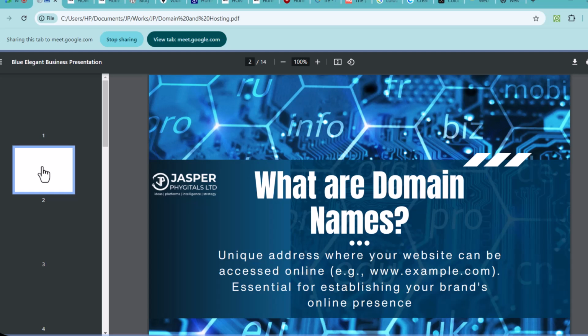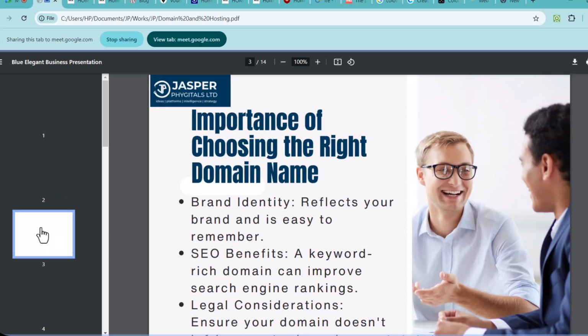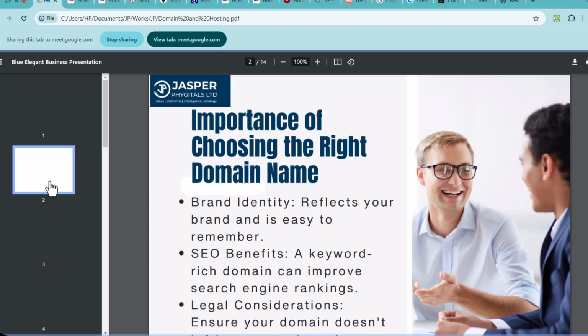Okay, so domain names are unique addresses where your website can be accessed online, e.g. www.example.com. Now, all the links you sent to the group, they are all domain names. So when we talk about domain names, we also have it in different ways. We have what we call primary domain name, secondary domain name, and tertiary domain name. That's not part of the slide. I thought I added it.